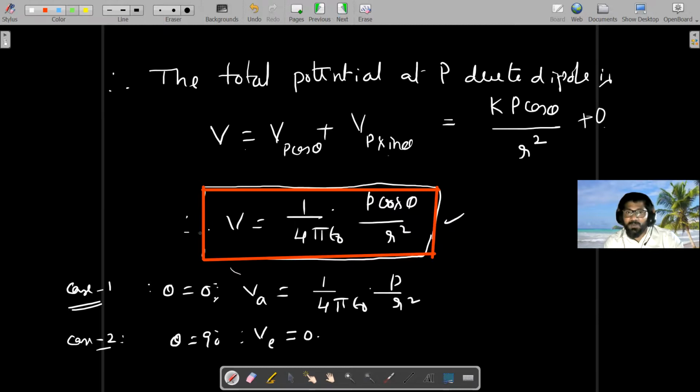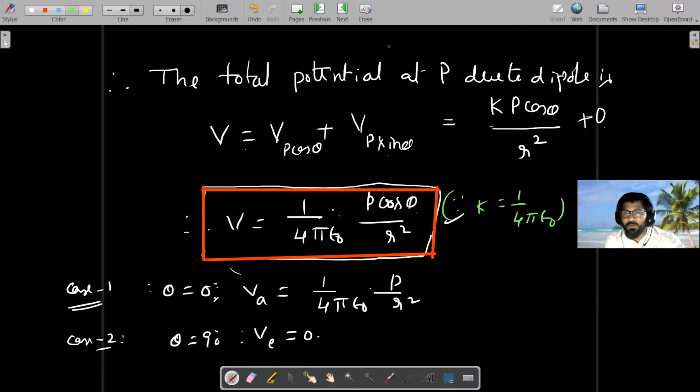So therefore the potential at any arbitrary point due to a dipole is V equal to K, where K is 1 by 4 pi epsilon naught. If you substitute that here, because K is equal to 1 by 4 pi epsilon naught, in the above expression we get 1 by 4 pi epsilon naught into p cos theta by r square. This is the general expression. From this, you will actually get the first two cases, that is the potential on the axial line and equatorial line, by substituting the value of theta.